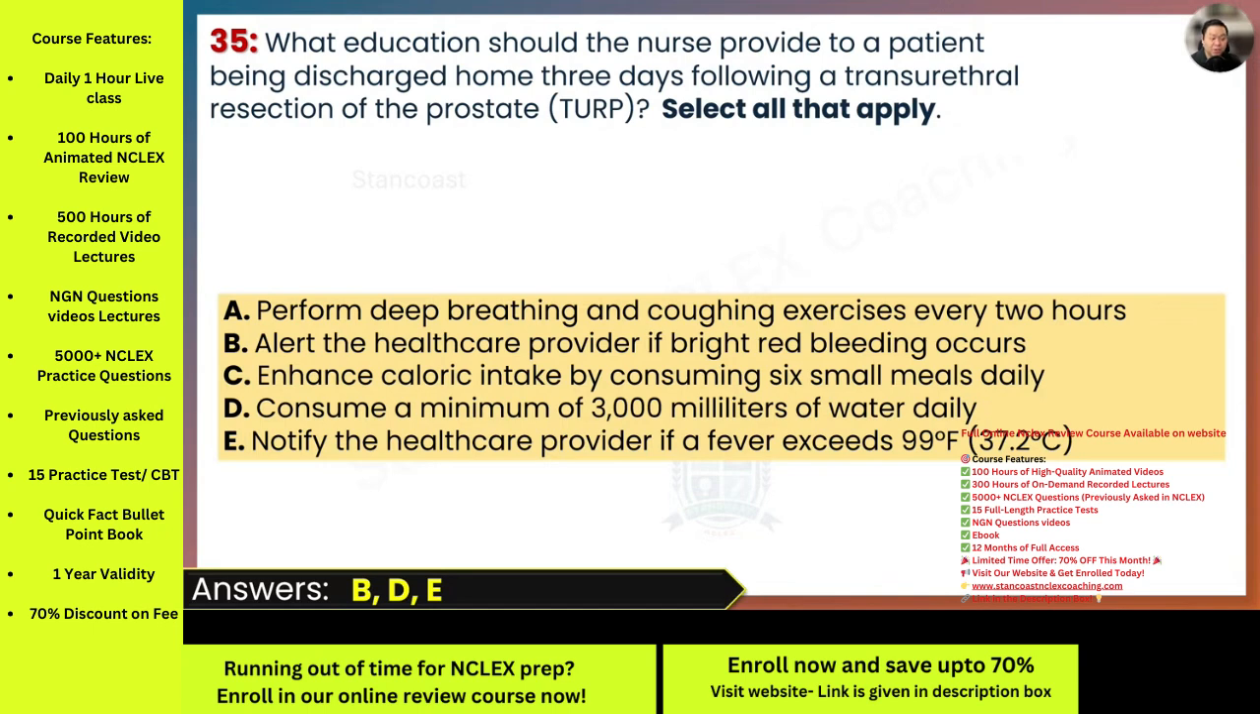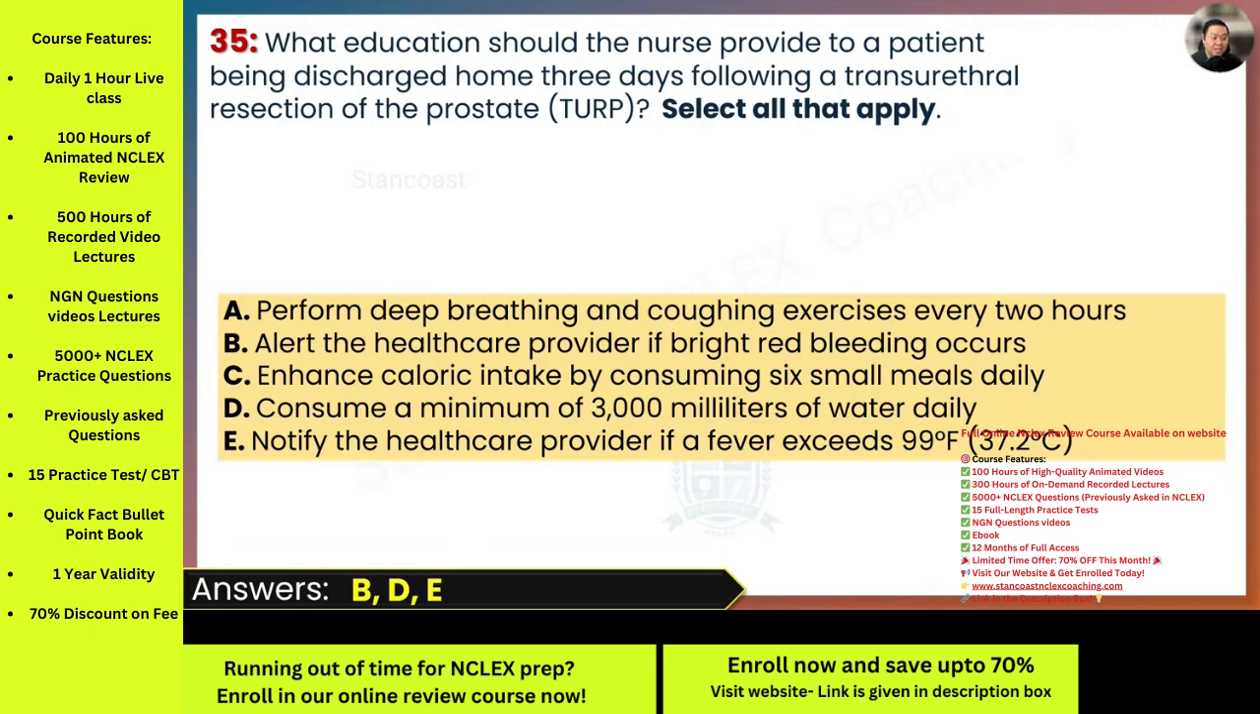Letter D is also correct, because hydration is key for a patient recovering from TURP, and drinking at least 3,000 mL of fluids will help flush the urinary system, and this will also ensure the urine stays clear and will also reduce the risk of clot formation in the bladder.